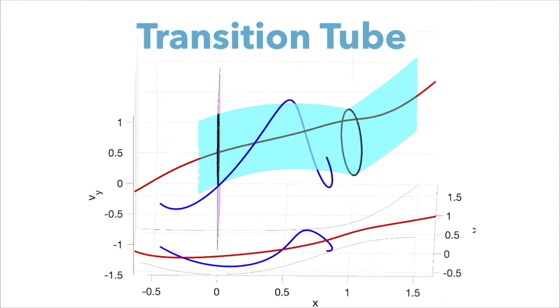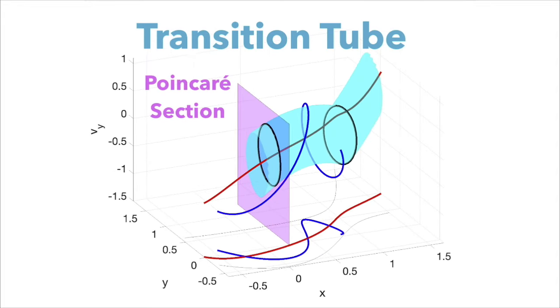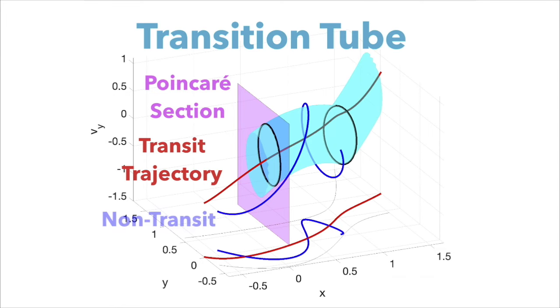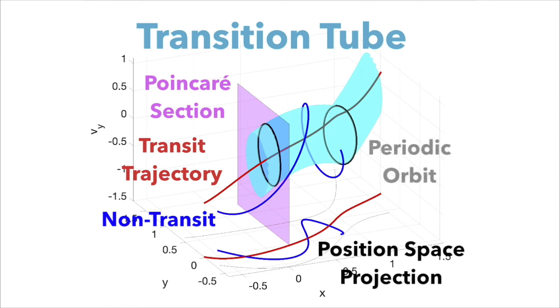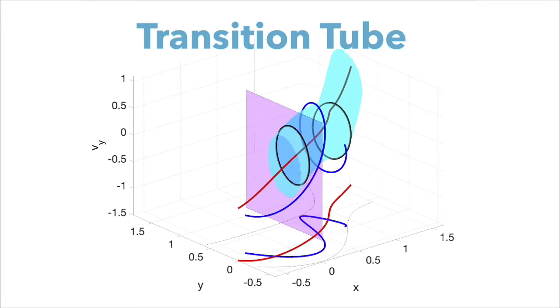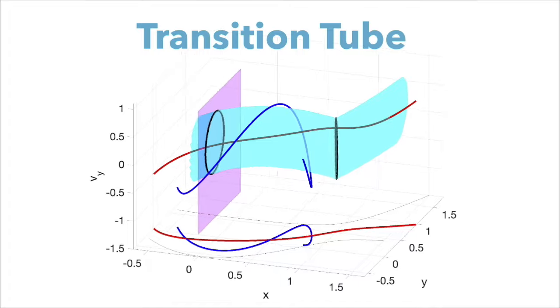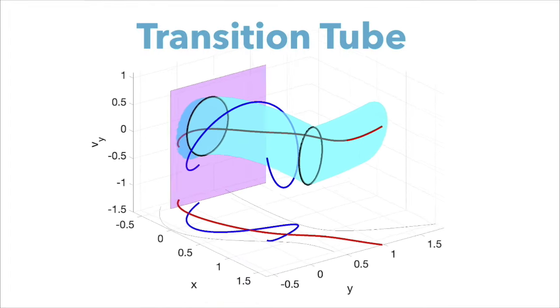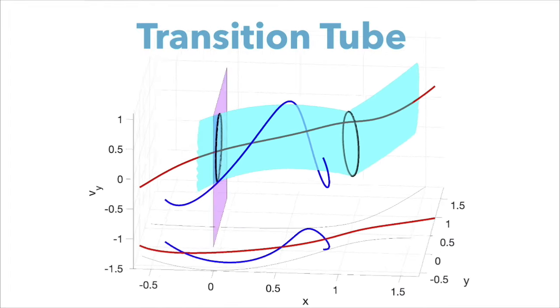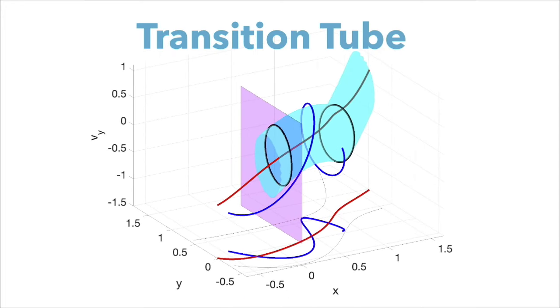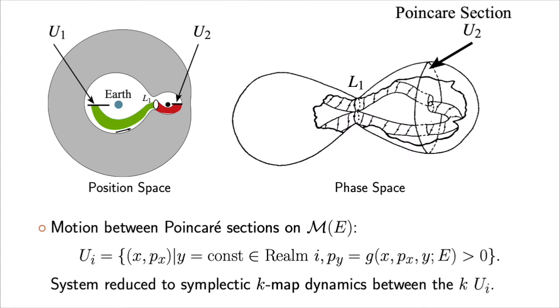This is an animation that shows kind of what things look like in the energy surface. You've got tubes. We use Poincaré sections to take slices of these tubes. A transit trajectory would be going from one side to the other of this periodic orbit. Non-transit kind of comes near that periodic orbit and bounces back. So the projection down onto position space is shown at the bottom here. This is for a different system, not exactly the Earth-Moon system, but hopefully you get the idea.